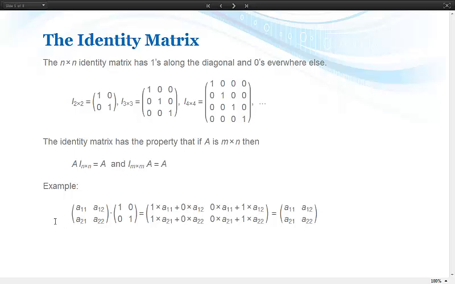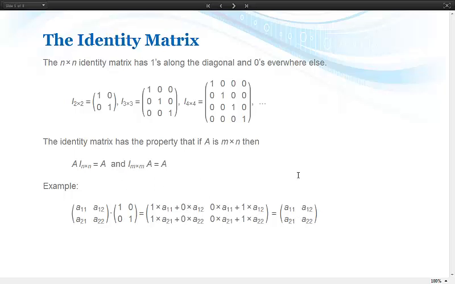Let's look at an example worked out. So here's a general 2 by 2 matrix times the 2 by 2 identity matrix. The multiplication rule says the first entry is A11 times 1 plus A12 times 0. That's just A11. The second entry down here is formed by using the second row, A21 times 1 plus A22 times 0. So that gives me A21.